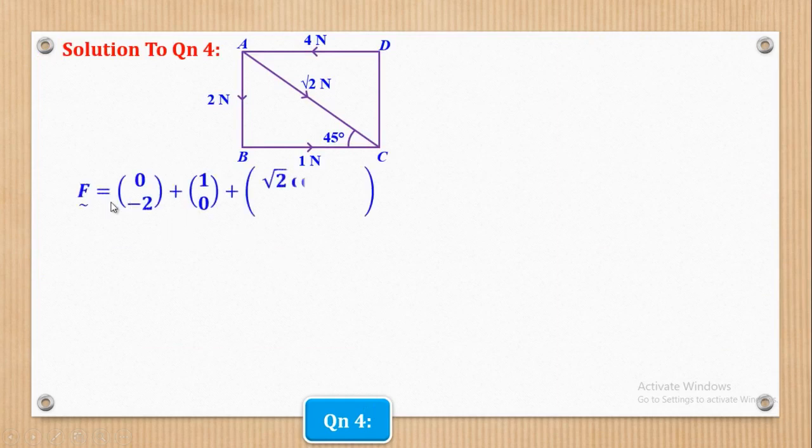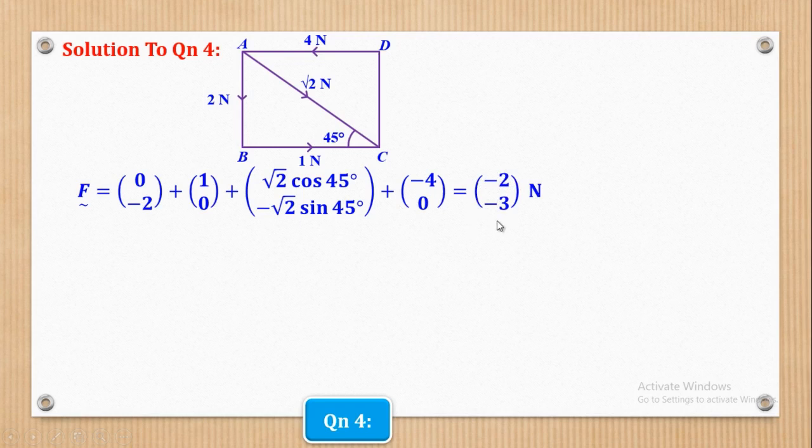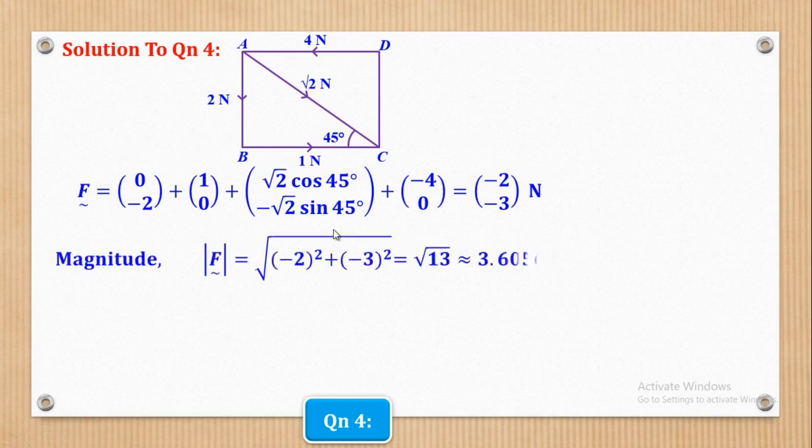So we shall come and resolve vertically and horizontally to come up with our horizontal component as -2 and vertical component as -3 for the resultant. Therefore the magnitude will be (-2) squared plus (-3) squared, everything under root, and we shall come up with 3.6056 newtons. So this is the magnitude, but they also want the direction.